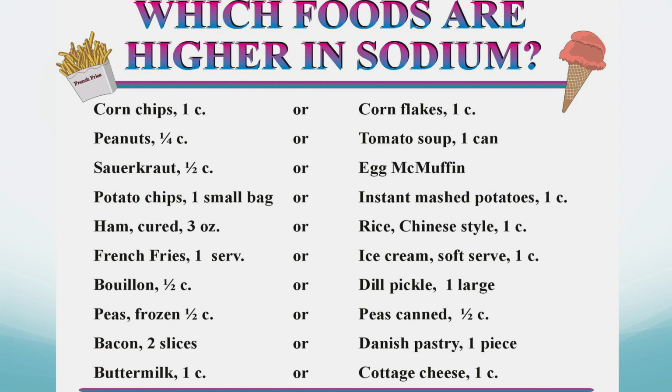We'll take a look here in a little bit. How about potato chips? We know potato chips are loaded. Potato chips versus 1 cup of instant mashed potatoes. Mashed potatoes? All right. So there's a few more. There's French fries versus ice cream. There's all of these things. So let's take a look here on this next slide.